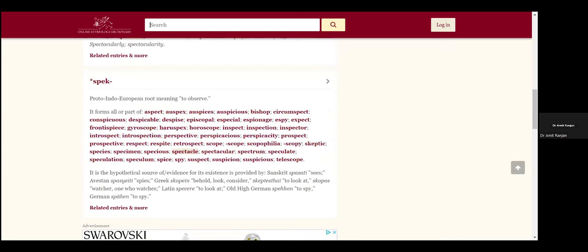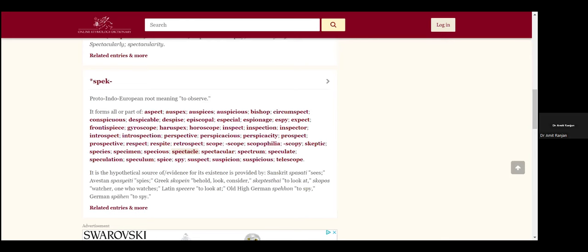Aspect, auspex, auspices, auspicious, bishop, circumspect, conspicuous. There are about 50 words given over here which relate to the idea of seeing or watching. And if you have an idea through understanding etymologies, through the histories of words, if you understand the suffixes and prefixes, half your job as a learner of vocabulary is done. You can guess a lot of words merely by seeing the spec, for example, in it, and guessing if you have a multiple choice, or generally in context also, if you want to guess, you'll be able to guess their meaning.